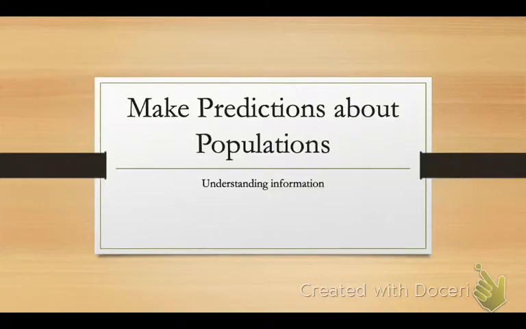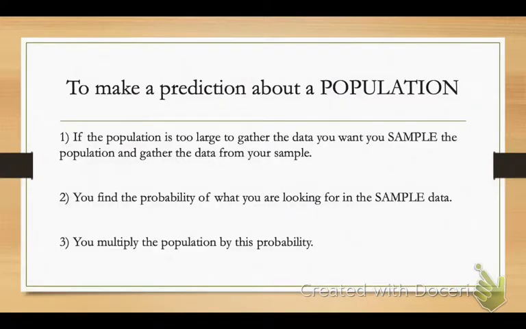All right, we've talked about populations and samples, and now we're going to talk about how to make predictions about a population based on sample data. This is kind of a three-step process. First, you figure out that you need to do a sample, and you go out and gather your sample data. Then you find the probability of what you're looking for in your sample data, and I'll tell you how to do that. And then you multiply this probability that you find in step 2 by your total population.